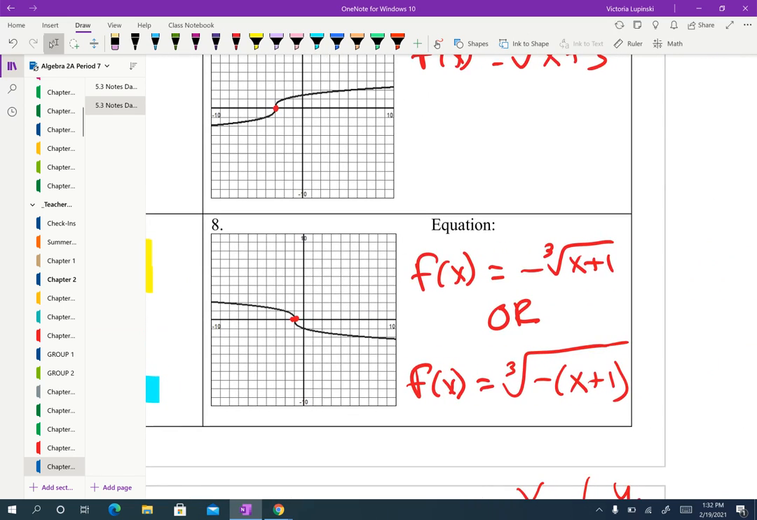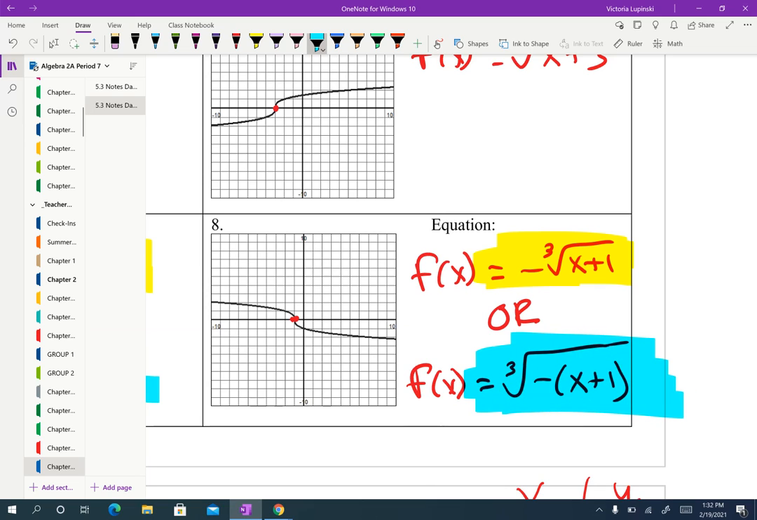Similar scenario in number 8. It clearly had to go 1 to the left, so there has to be an x plus 1 on the inside. But then if you consider reflecting it over the x-axis, that is how you would get this version on the top, whereas if you were considering it over the y-axis, you would get this version on the bottom.